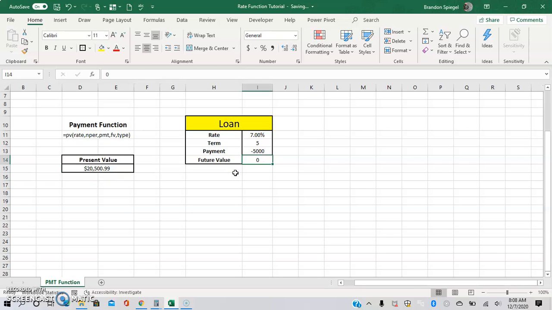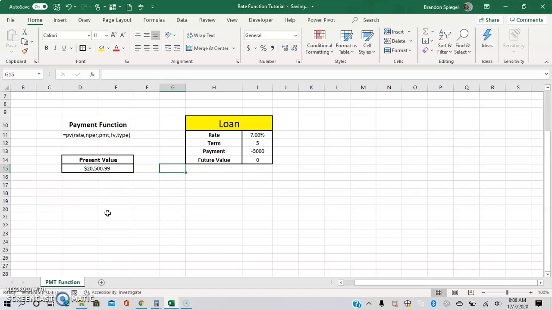As you can see, if the future value goes to negative 100, the present value goes up. 500 goes down, 0.